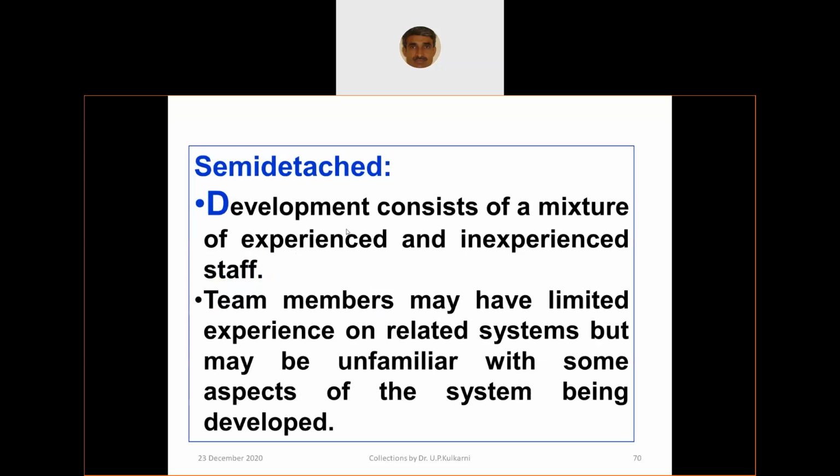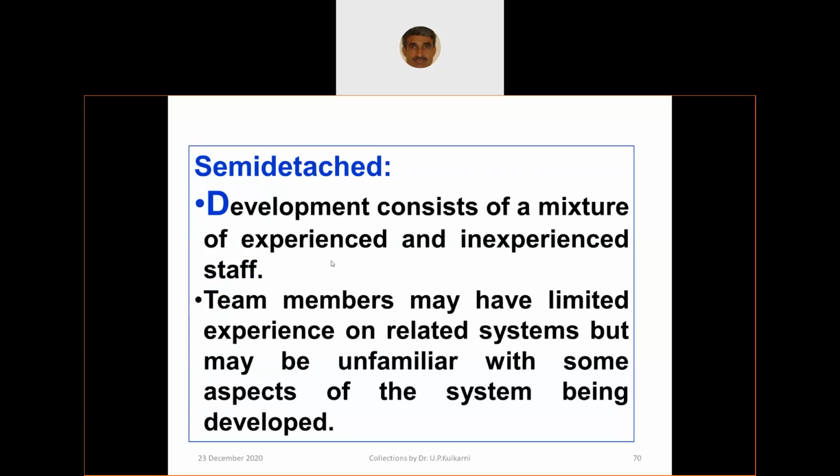Semi-detached: the development team consists of a mixture of experienced and inexperienced members. Why? In the previous one, the team is experienced. Here there is a mixture, so there is a possibility that some things may not be understood properly or not done. You need a kind of training, so the cost of that is included in the semi-detached.